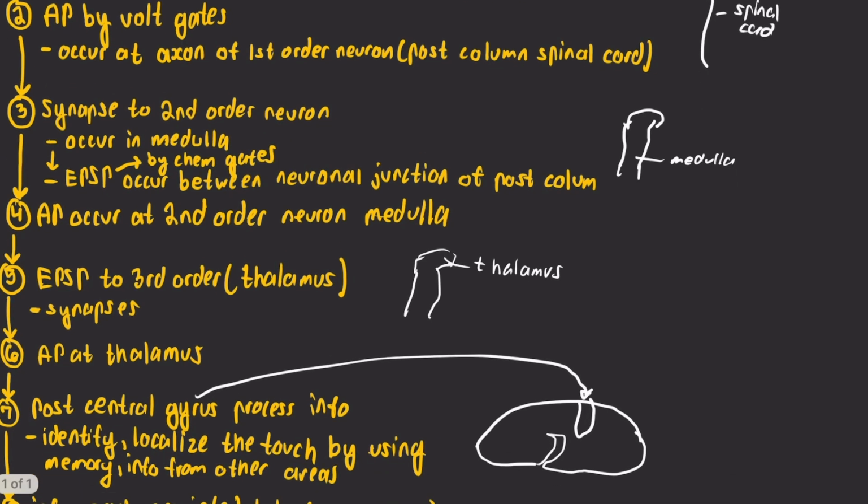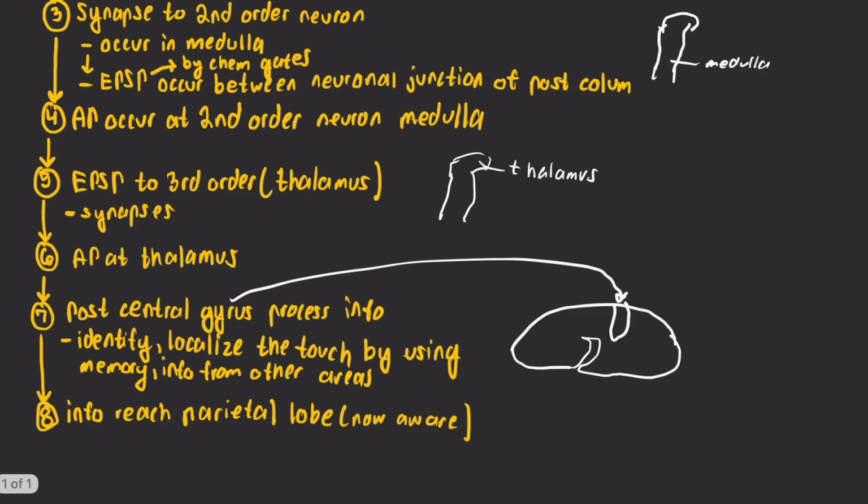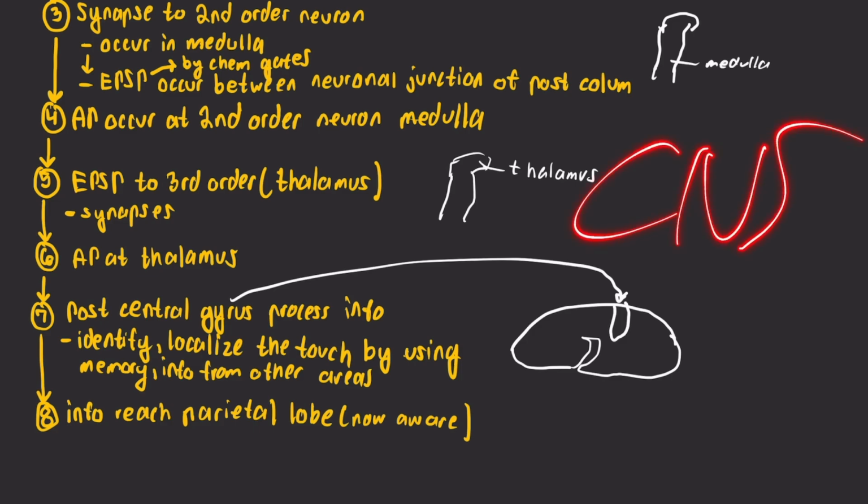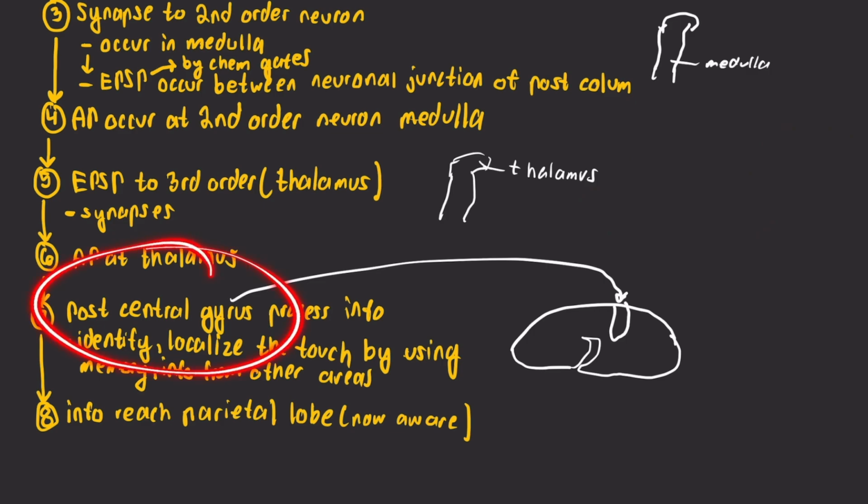After the excitatory postsynaptic potential occurs, an action potential will occur at our second order neuron, the medulla, and then another excitatory postsynaptic potential will occur. You probably know that it will synapse. This will happen still in the brainstem, in this case the thalamus. The action potential then reaches the thalamus. Eventually, that information will reach the central nervous system component of touching things, and that would be the postcentral gyrus.